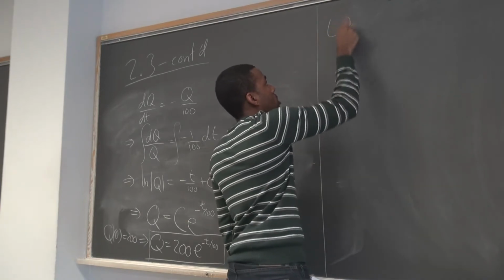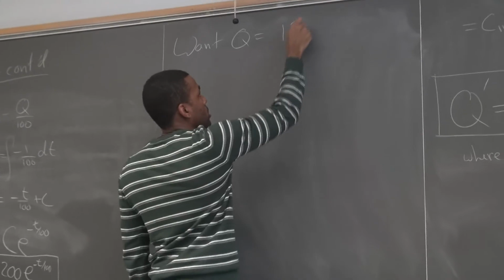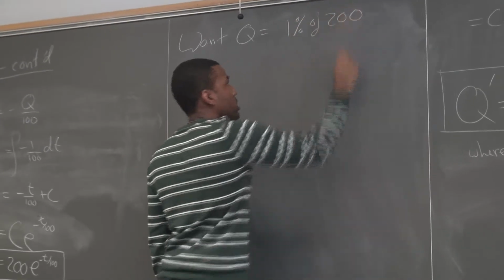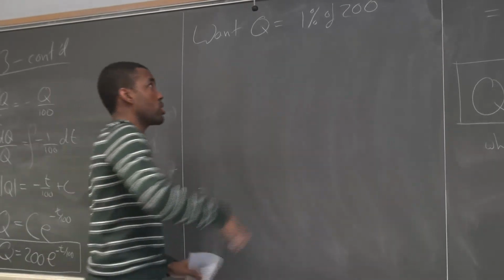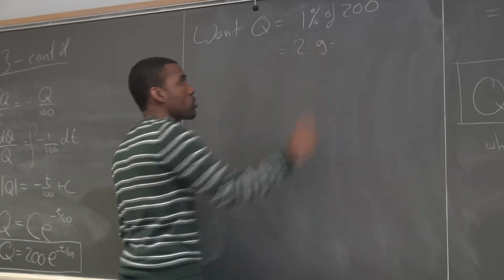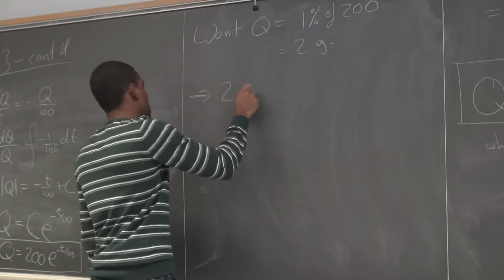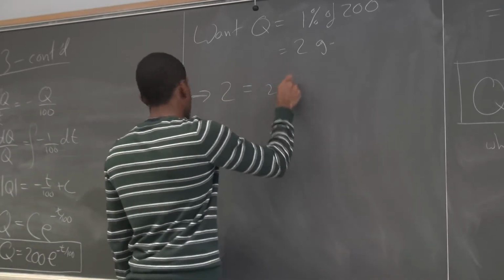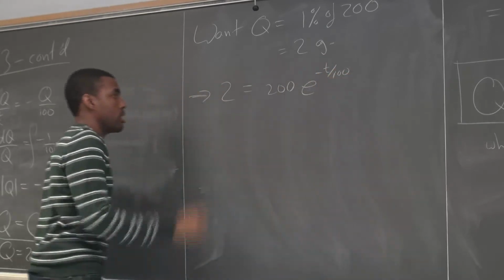Right, we want Q to equal 1% of 200, which was the original value, right? Percent means divide by 100, so it's just 200 over 100. So we want Q is equal to 2 grams, right? How do I figure out the time when Q is equal to 2 grams? Plug in Q equals 2 grams, and solve for Q. And then at that point we solve for T.